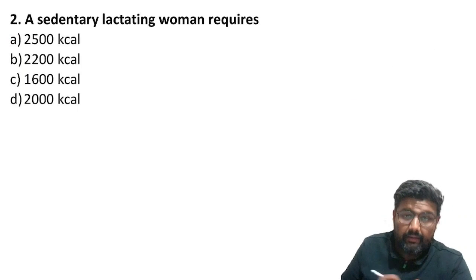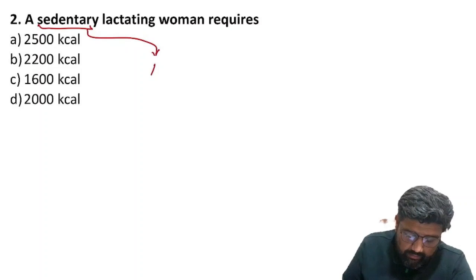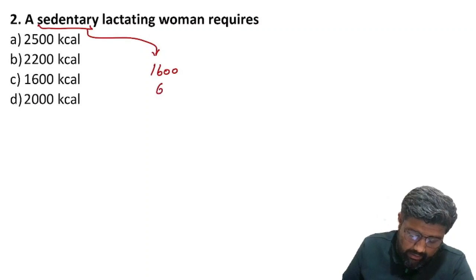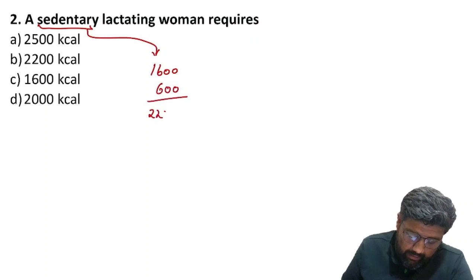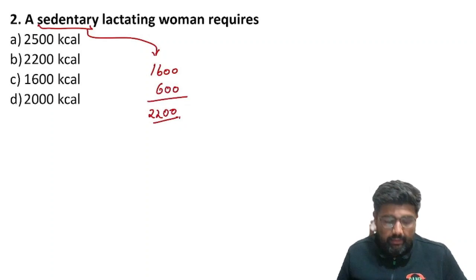A sedentary woman requires 1600 kilocalories. Lactating women require 600 extra. So a sedentary lactating woman requires 2200 kilocalories.